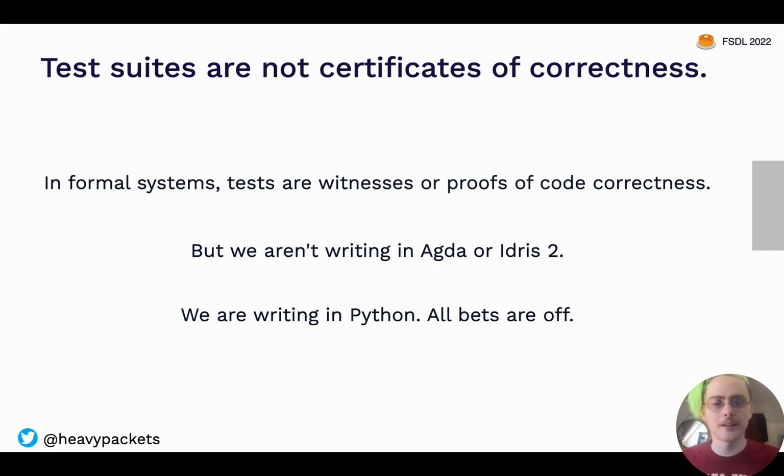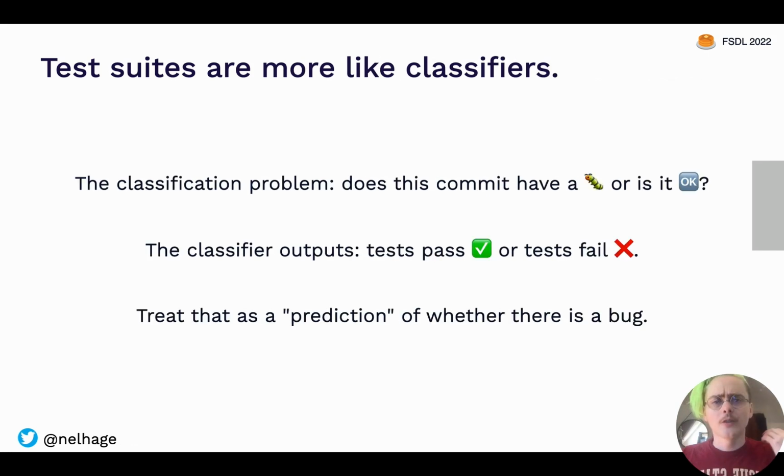One reason why is that test suites in the tools we're using are not certificates of correctness. In some formal systems, tests like those can actually be used to prove that code is correct. But we aren't working in one of those systems, like Agda, the theorem proving language, or Idris 2. We're writing in Python, so really it's a loosey-goosey language and all bets are off in terms of code correctness. So if test suites aren't certificates of correctness, then what are they like?